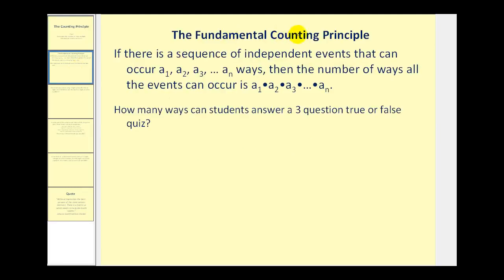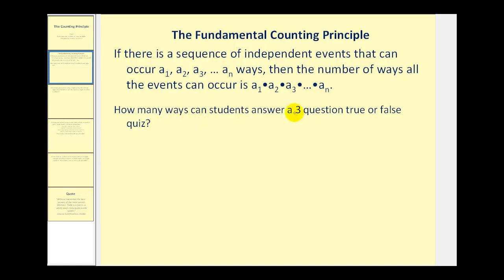So this is what the fundamental counting principle says. If there's a sequence of independent events that can occur, a sub 1, a sub 2, all the way out to a sub n ways, then the number of ways all of the events can occur is a sub 1 times a sub 2 times all the way out to a sub n. So we can use the counting principle to answer a question as we see here.